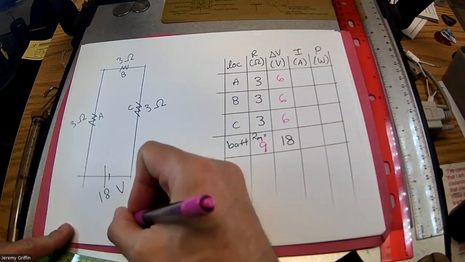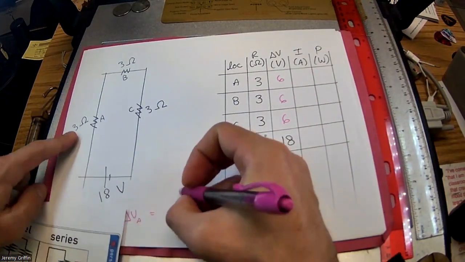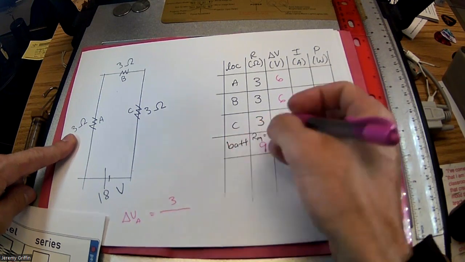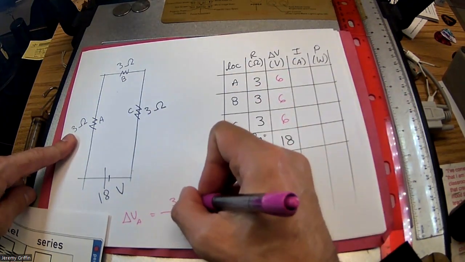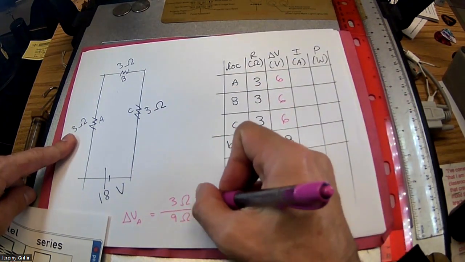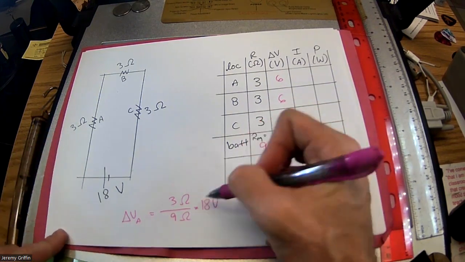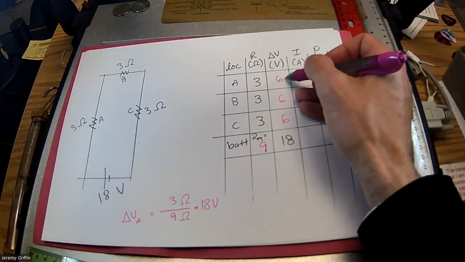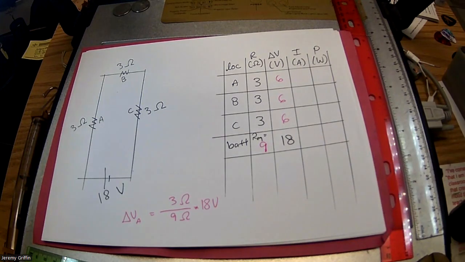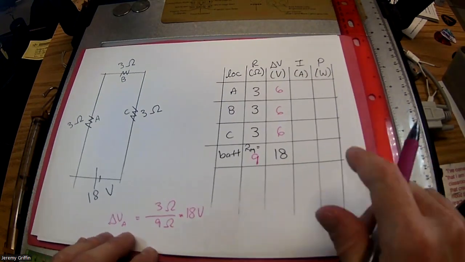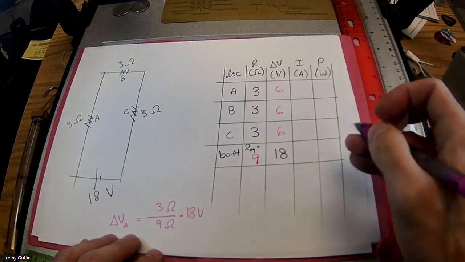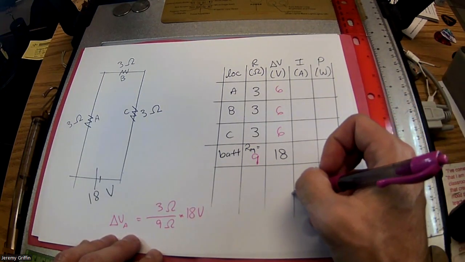So the voltage drop across resistor A, for example, okay, that guy's 3 ohms compared to 3 plus 3 plus 3, 9 ohms, of a total 18 volt drop. A third of 18 is 6. Okay, so that's that 6. And you could do the same thing for the other ones. Okay. Guys good there? Okay, so now we know the voltage drops. Next column, the current in amps. How have we been getting current in amps? What do you do? What divided by what?